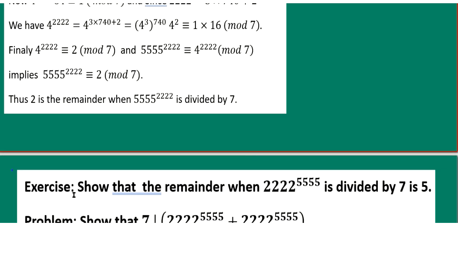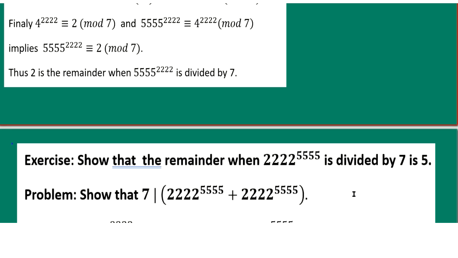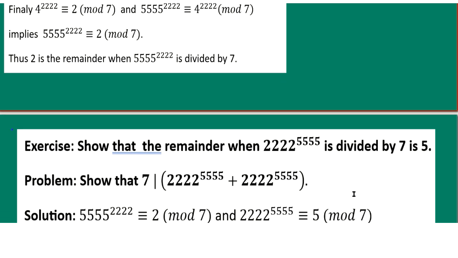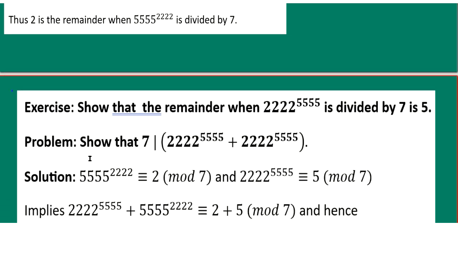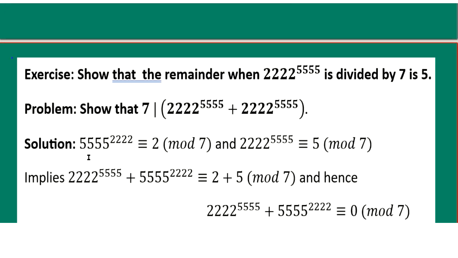Now an exercise, you need to complete this at home. Show that the remainder when 2222 raised to 5555 is divided by 7 is 5. Now using these two things, we can solve the following problem.